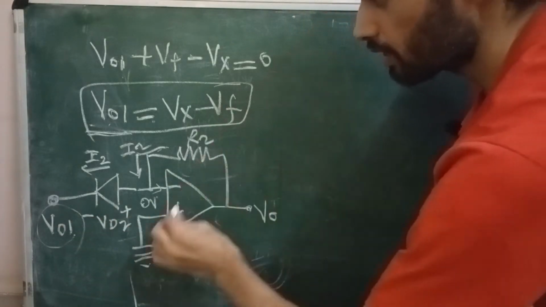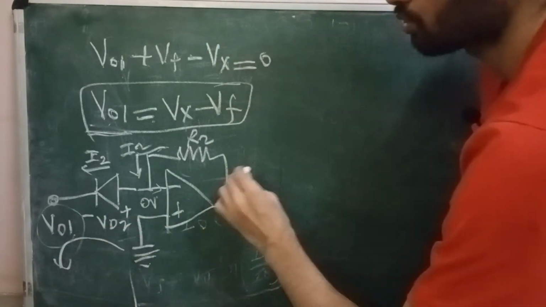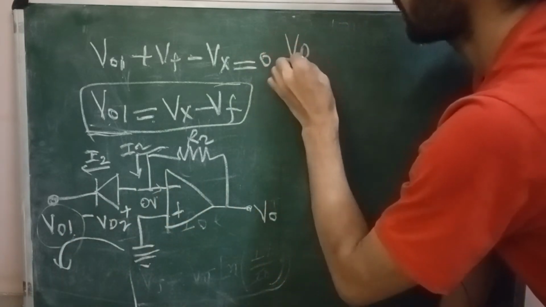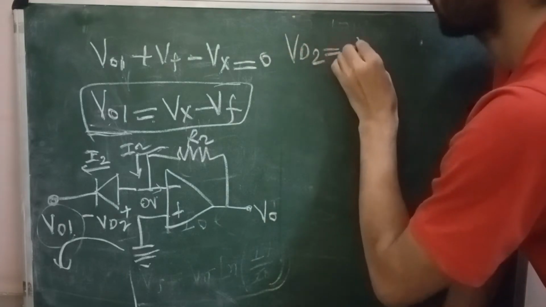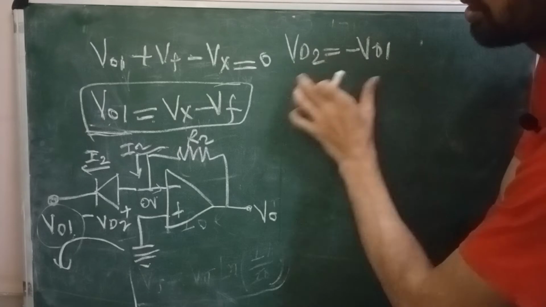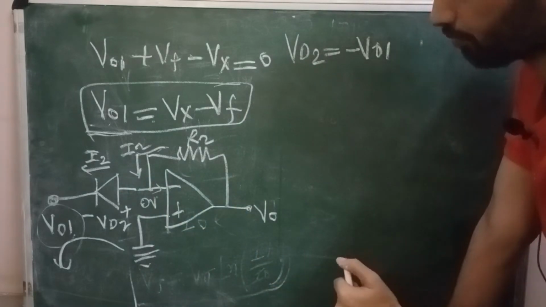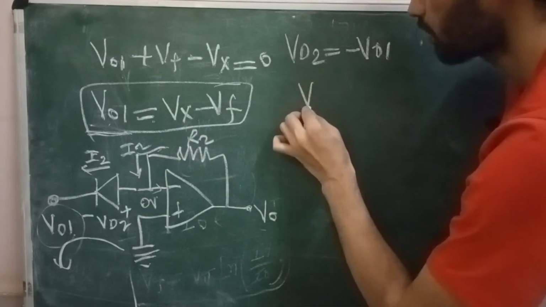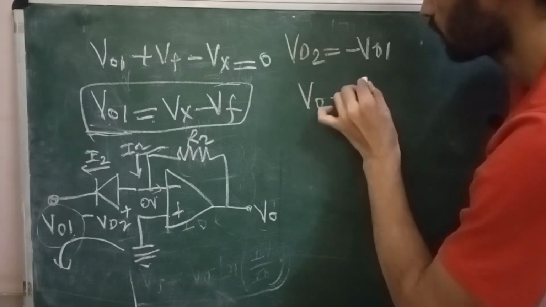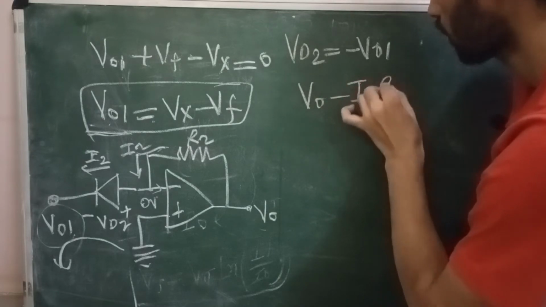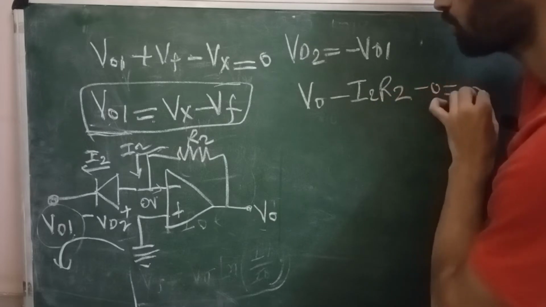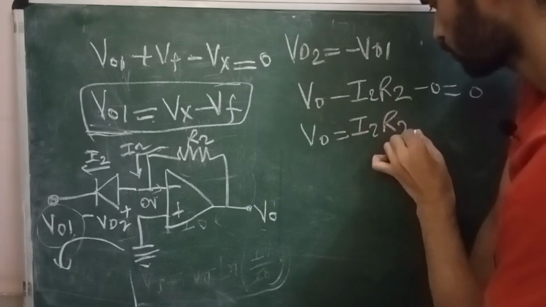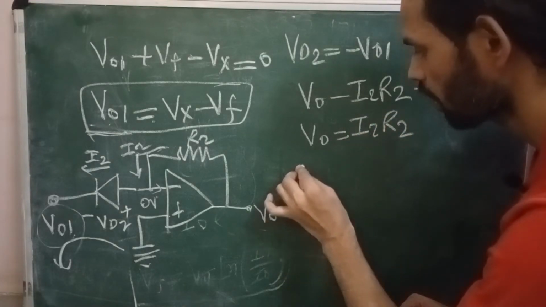Now let us apply KVL. Applying KVL, 0 minus Vd2 minus V01, so you will get Vd2 is equal to minus V01. Now applying KVL from here to here, V0 minus I2 R2 minus 0 is equal to 0. So V0 is equal to I2 into R2. Now let us calculate this I2. How much is I2?